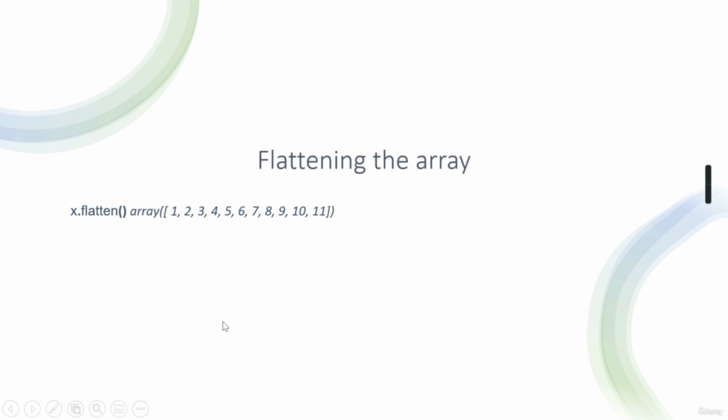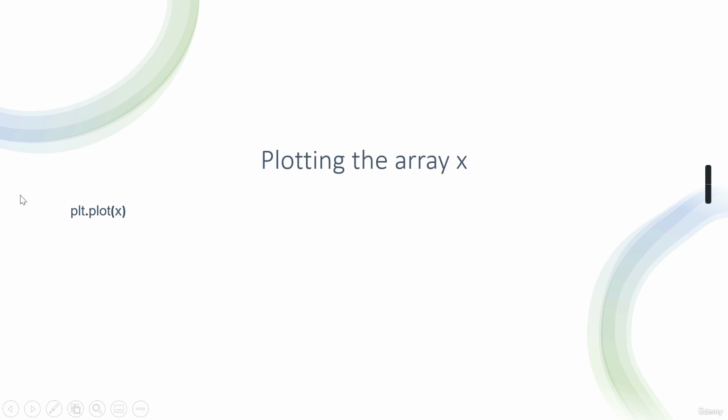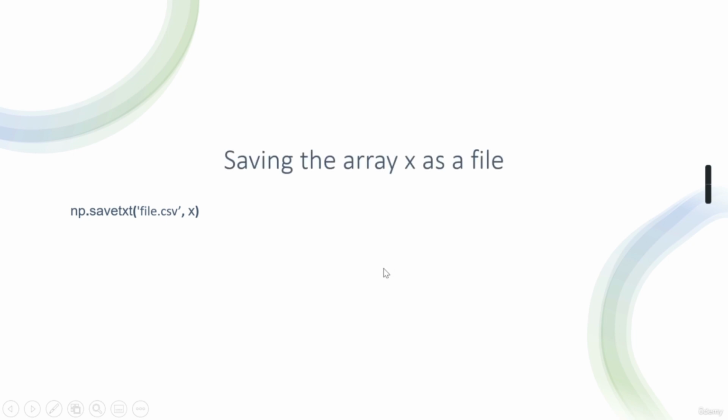So moving further, flattening the array. We want to flatten the array x, so we just use the flatten method. Then we can also plot our array using the plot function. For that, we need to import the matplotlib library as well. Then after doing all the computations, we can save our file by using the savetxt method.